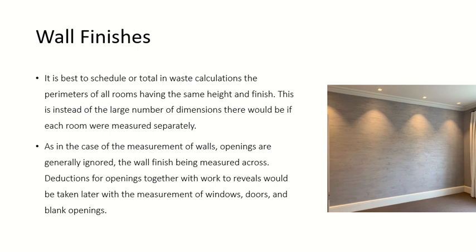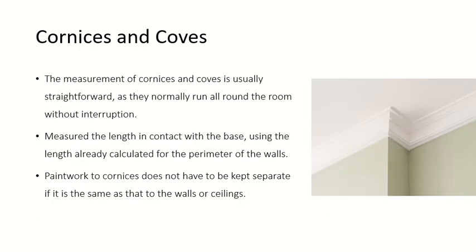As I mentioned before, for the measurement we ignore the openings for this time, and later on, when the openings are actually calculated, we can subtract them. Then we have cornices and coves, which are at the top of the wall. Skirting is at the bottom and cornices are at the top. It is usually around the entire room, and it does not require any deduction later on.